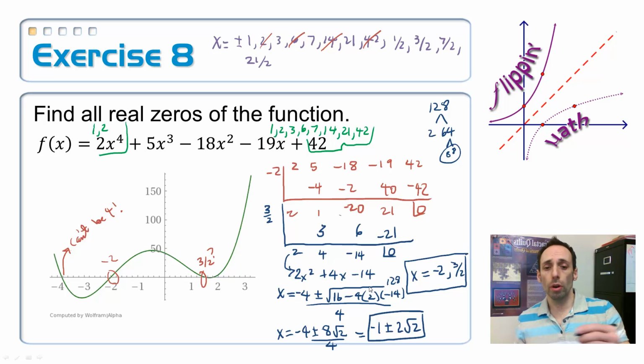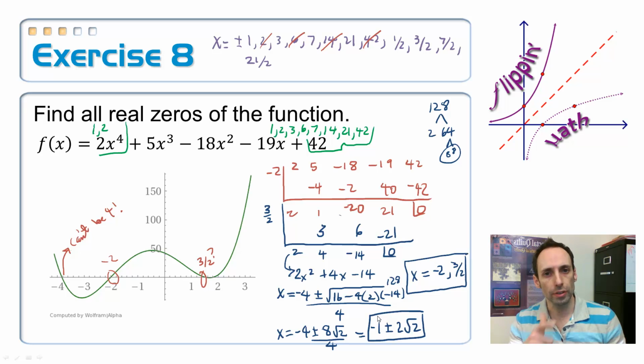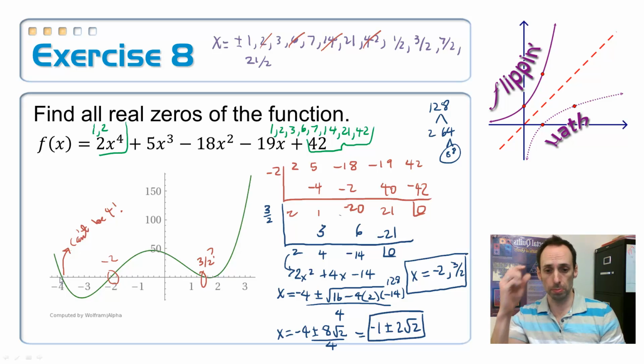Quadratic. Use the quadratic formula on it, and here are the other two. It happens to be that they were irrational. Not only are they irrational, notice that they're conjugates. That's interesting, isn't it? Yes. So this means that one of them, say this one over here, must be -1 plus 2 square root of 2. And this one that looks like it's at -4 must be -1 minus 2 square root of 2.